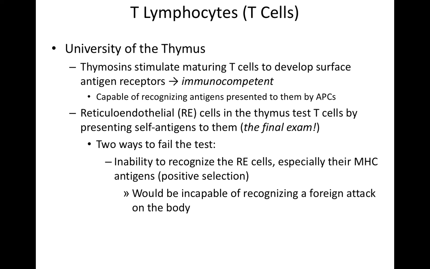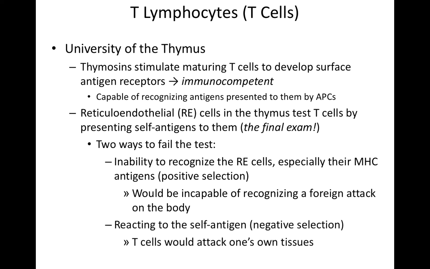So if you fail at positive selection, you don't even get a chance at negative selection. You don't even get a chance to move on to the second round of the test. If you recognize the MHC, you pass positive selection and you move on to negative selection, which would be now we're going to look at the actual self antigen. We're going to look at the hot dog in the hot dog bun. It's a self antigen, so the T cell should leave it alone. If it attacks it, then you failed the test, because that means you would attack your own tissues.